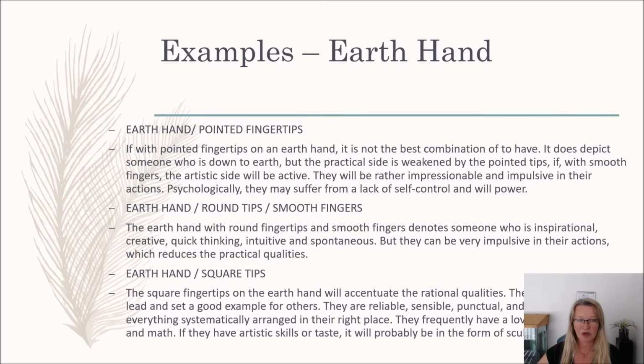If with square fingertips, the square tips on the earth hand will accentuate the rational qualities. They like to take a lead and set a good example for others. They're reliable, sensible, punctual, and like to have everything systematically arranged in their place. They frequently have a love of history, science, and math.